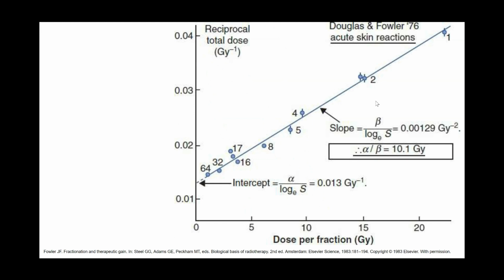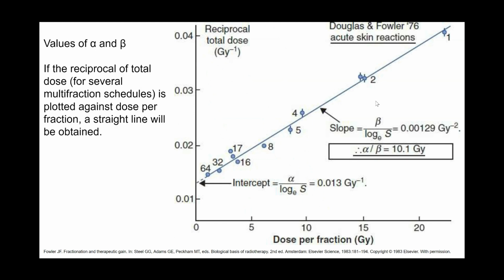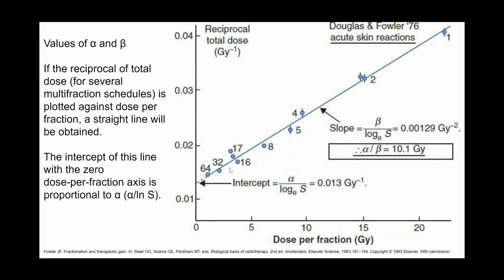Now, how do we decide upon alpha? What is alpha and what is beta? So what we do is we plot the dose per fraction against the surviving fraction, and we get a straight line. The intercept is the alpha, while the slope gives us the beta.